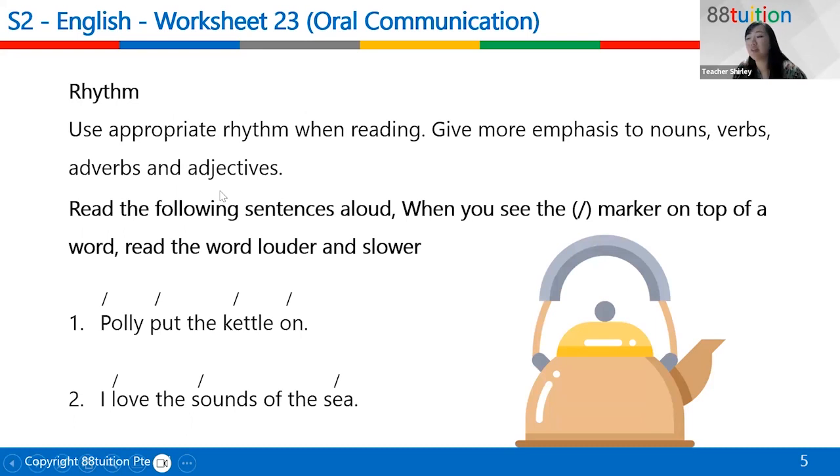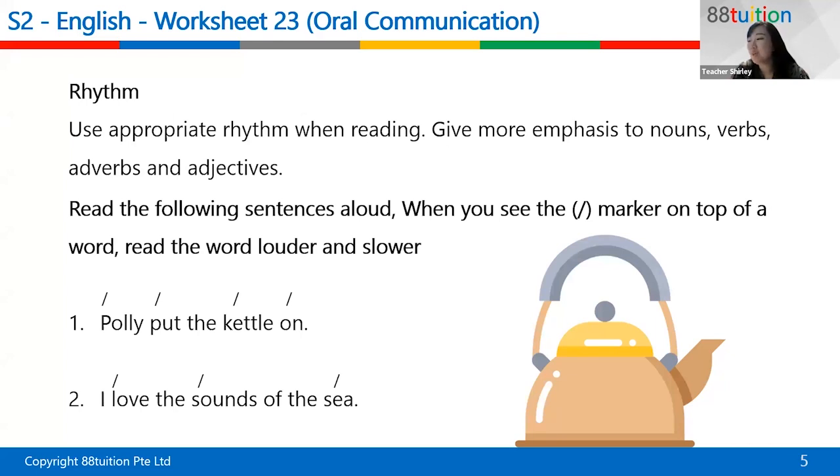Okay, now next one is rhythm. We've gone through fluency, we've gone through pace. Now we're going to talk about rhythm. Using the appropriate rhythm when reading means we place more emphasis on certain word classes like nouns, verbs, adverbs, and adjectives.